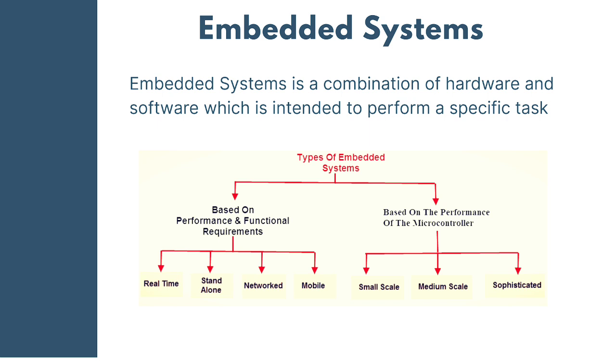An embedded system is a combination of hardware and software which is intended to perform a specific task. Based on the type of hardware system, they are divided into two parts: based on the performance and function requirements, and based on the performance of the microcontroller. Based on the performance and function requirements, embedded systems are divided into four subsidiary parts: real-time, standalone, network, and mobile. Based on the performance of the microcontroller, they are divided into small scale, medium scale, and sophisticated.